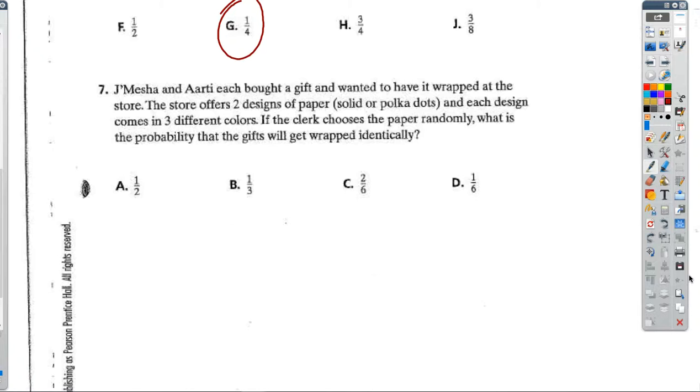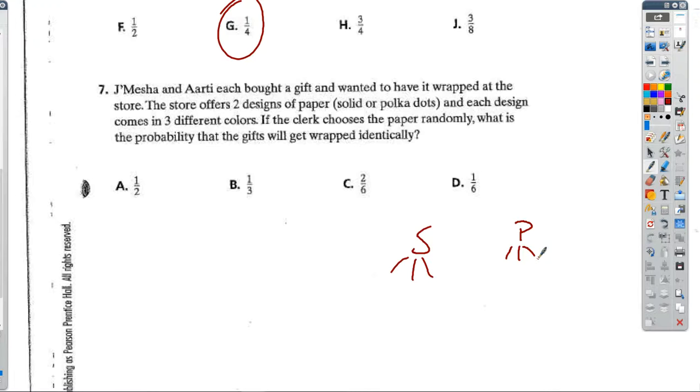Last multiple choice question. 2 people bought a gift and wanted to wrap the gift. There are 2 types of paper. We have solid and polka dots, and each one has 3 different colors. If the clerk chooses the paper randomly, what is the probability that the gifts will be wrapped identically?